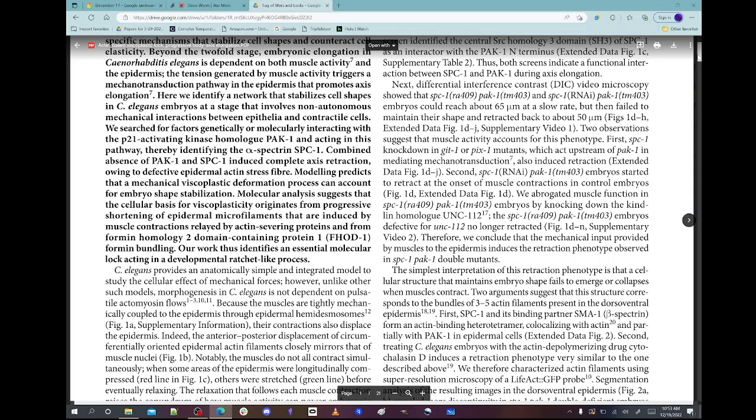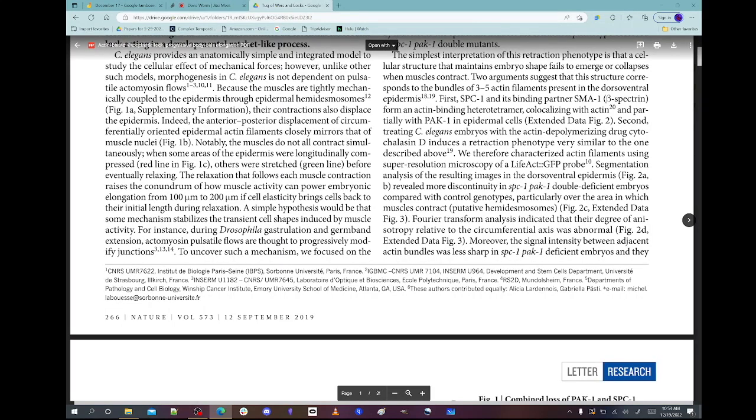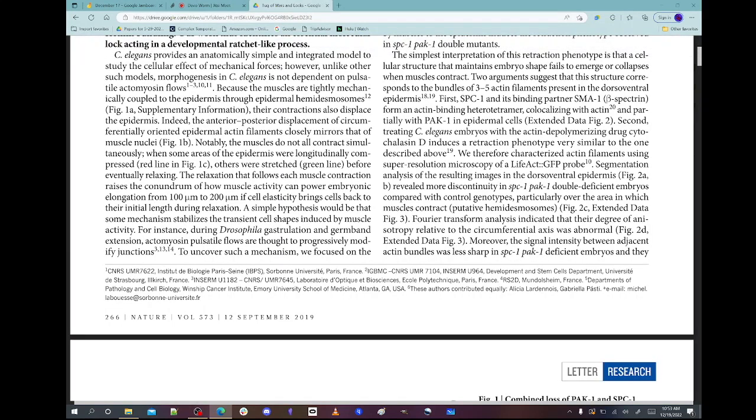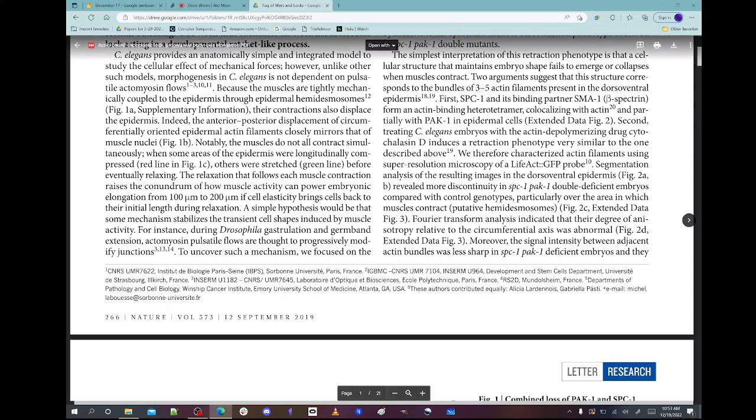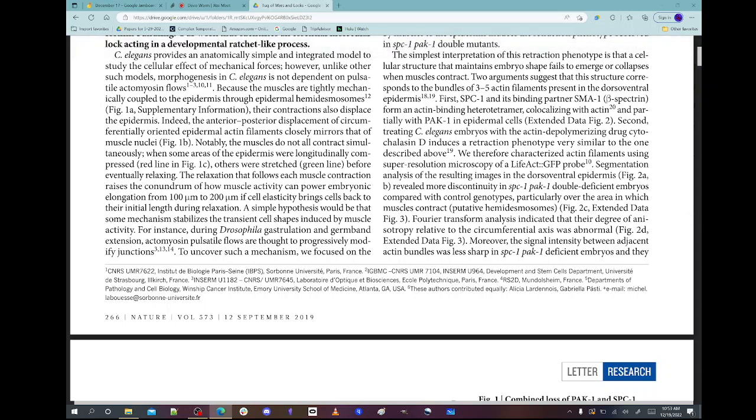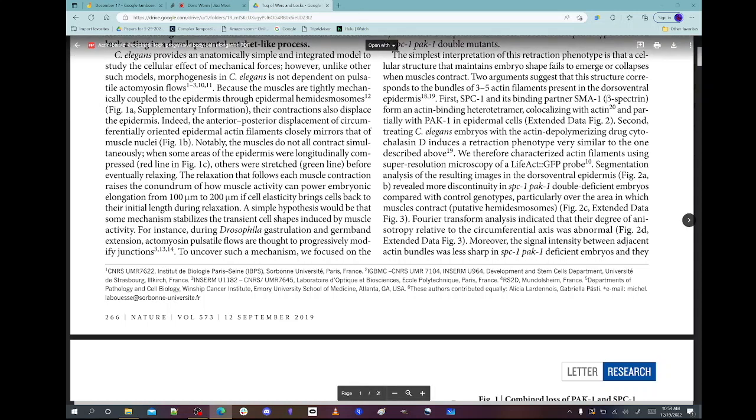Because muscles are tightly mechanically coupled to the epidermis, the epidermal hemidesmosomes, their contractions also displace the epidermis. So this is what allows for this shape change. And so there's this stretching that occurs, and this ratcheting mechanism is to maintain the stretching outward. And in these double mutants, you don't have this lock on the ratchet. So a simple hypothesis would be that some mechanism stabilizes the transient cell shapes induced by muscle activity.